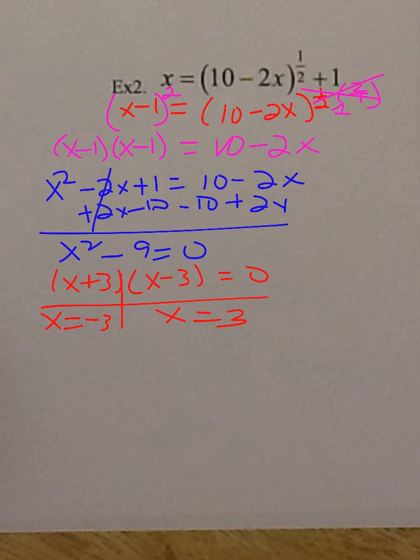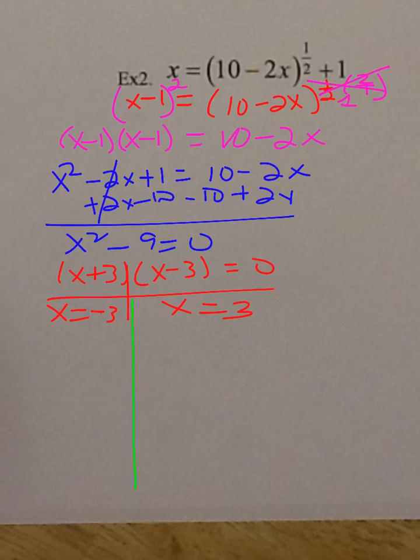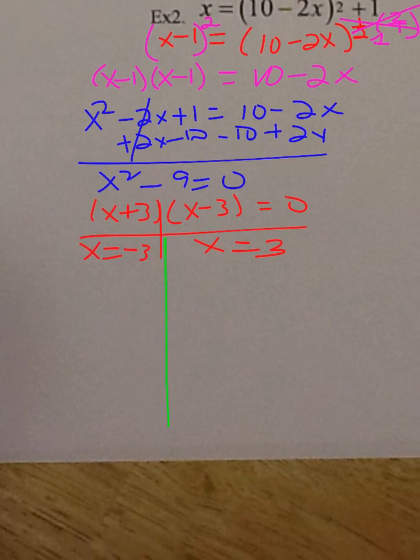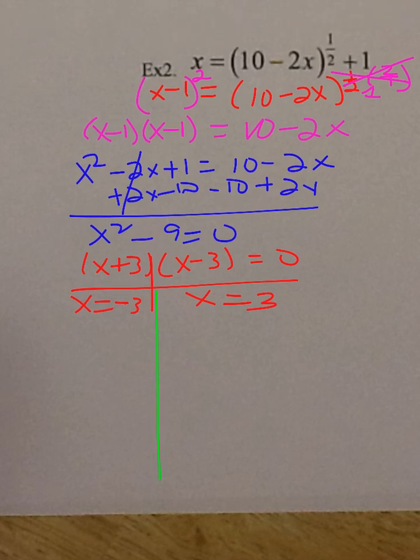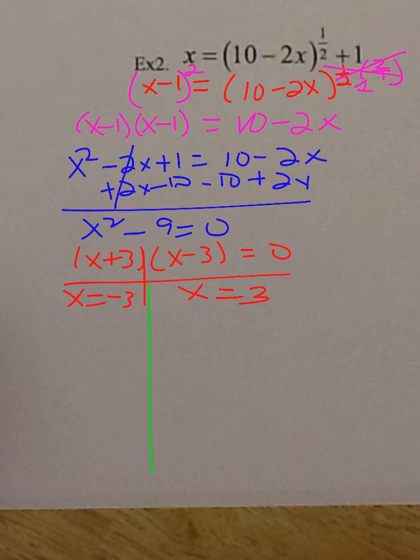Now we have to check it. Make sure when you check, you are checking the original. I'm going to start with negative 3. Is negative 3 equal to 10 minus 2 times negative 3, raised to the 1/2 power, plus 1? Just plug the right side in your calculator, and you actually get 5. So that does not equal. That's an extraneous root. Make sure you cross it off.